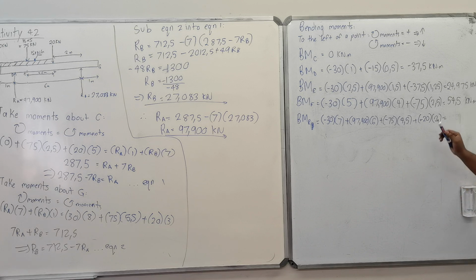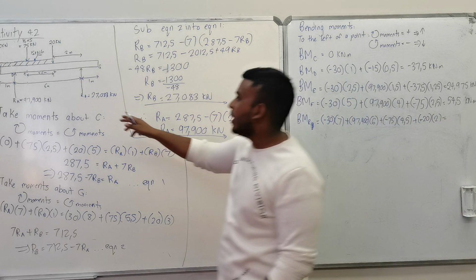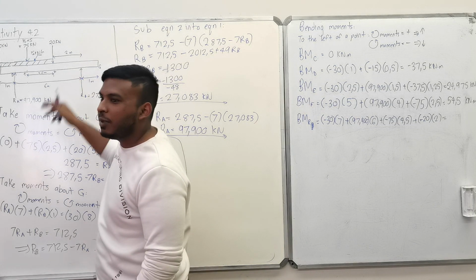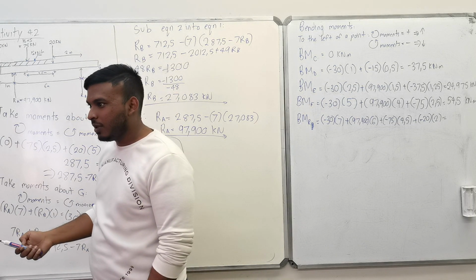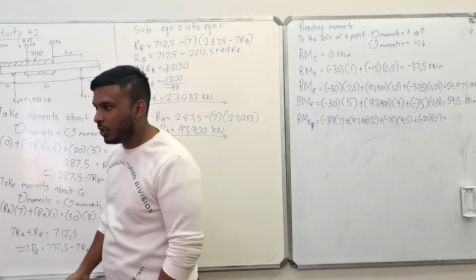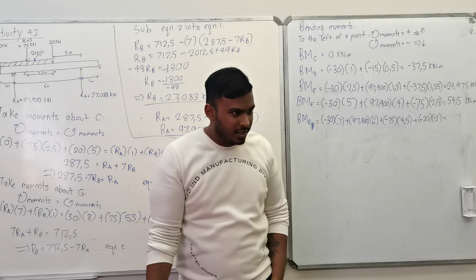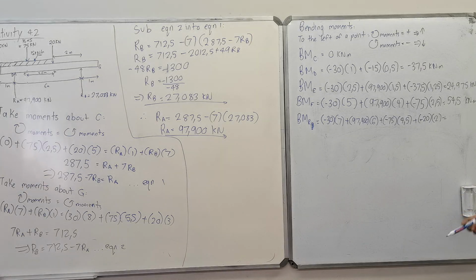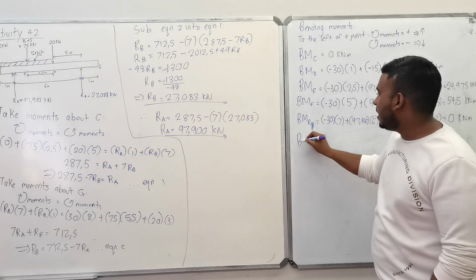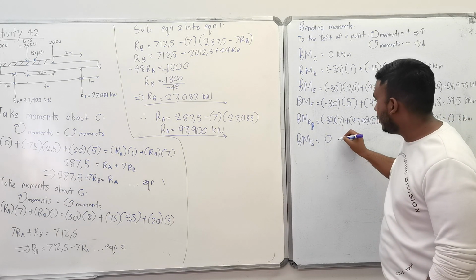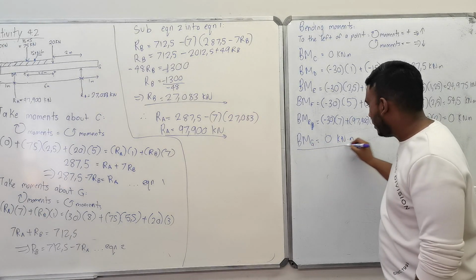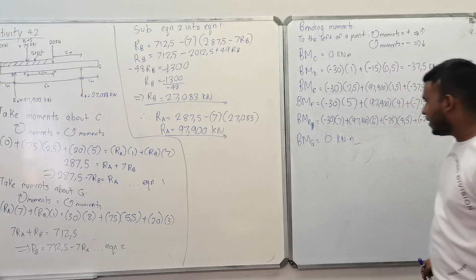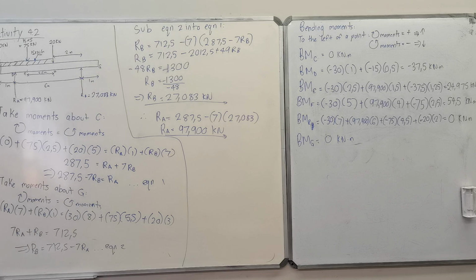But this one here should also come to 0. Why? Because at the point where you have your support coming up, it basically brings the system back into equilibrium. When it brings it into equilibrium, your upwards force will equal your downwards force, and that will make it 0. Hence, G will also be 0, because there are no forces acting after that. So this would be 0 kilonewtons per meter, and bending moment at G would also be equal to 0 kilonewtons per meter. Are we okay with it?